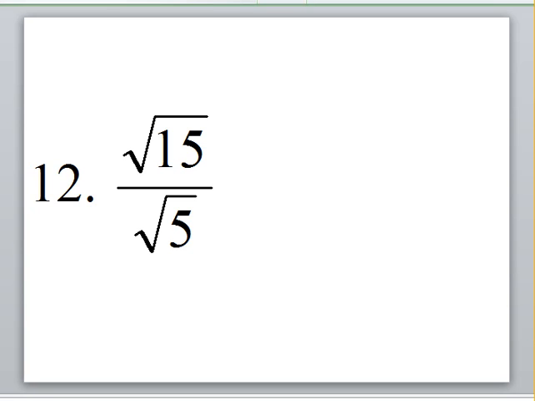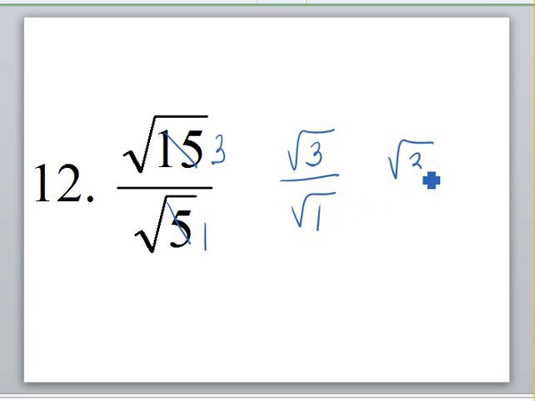In my next problem, I do not have perfect squares, either one. But since they're both underneath the square root, I can actually divide these numbers together. 15 divided by 5 is 3. Or we could say this becomes a 1 and this becomes a 3. Divide each of them by 5. So I end up with the square root of 3 over the square root of 1. The square root of 1 is 1, so really I just had the answer, square root of 3.